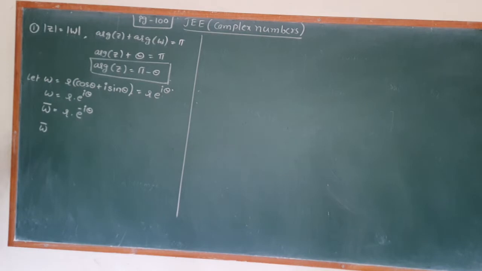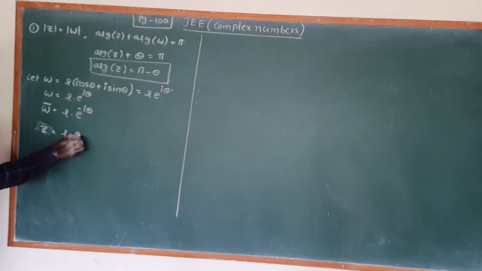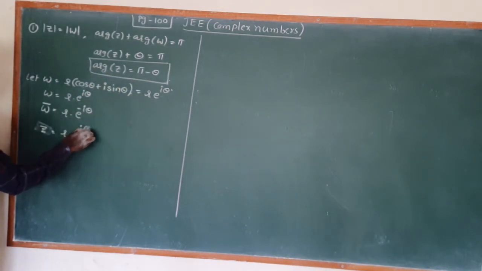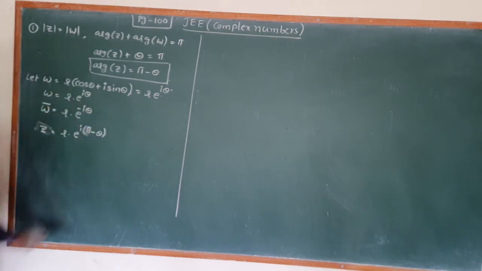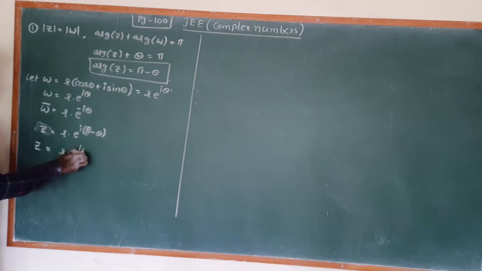Now, Z I can write as R into e power i theta. Z equals R into e power i theta means what is the argument of Z? We can write pi minus theta. Then Z is equal to R into e power i into pi minus theta. I can write R into e power i pi into e power minus i theta.